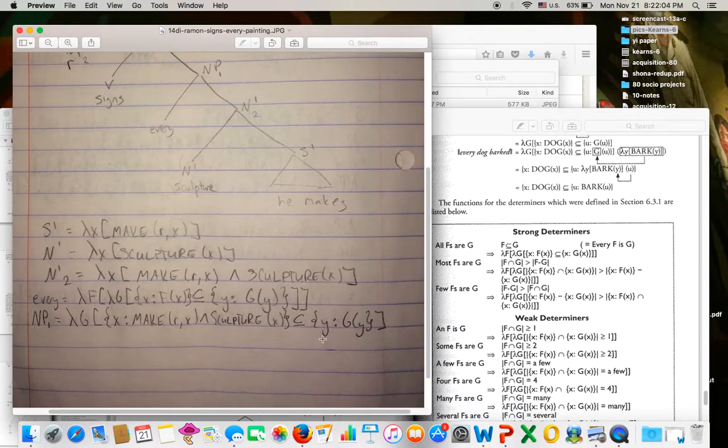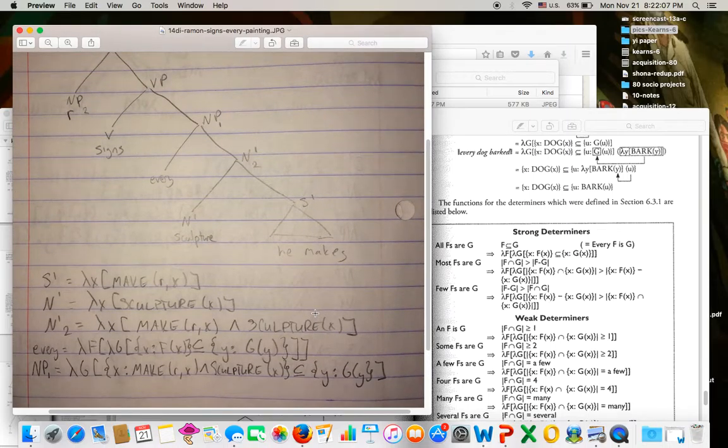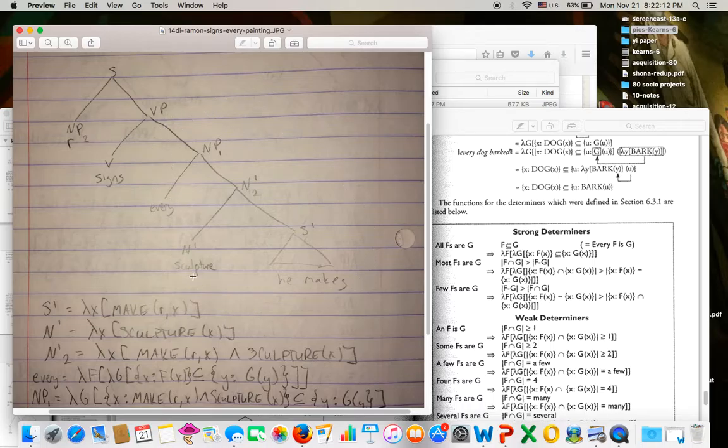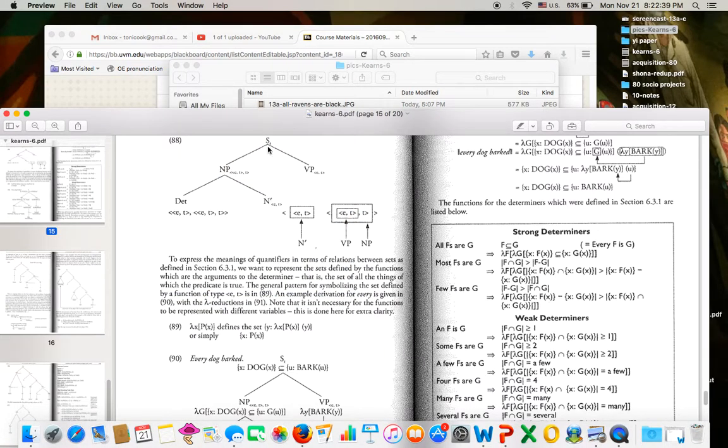Okay, but then we have to do the g predicate, which is a little bit more complicated. So this whole thing is going to undergo quantifier raising. What's going to undergo quantifier raising is this every sculpture he makes constituent. And I want you to note that this is what's called a headless relative. So this would be no different from every sculpture that he makes, but there isn't a that here. It's null, okay? But the structure is still the same whether or not the that is present.